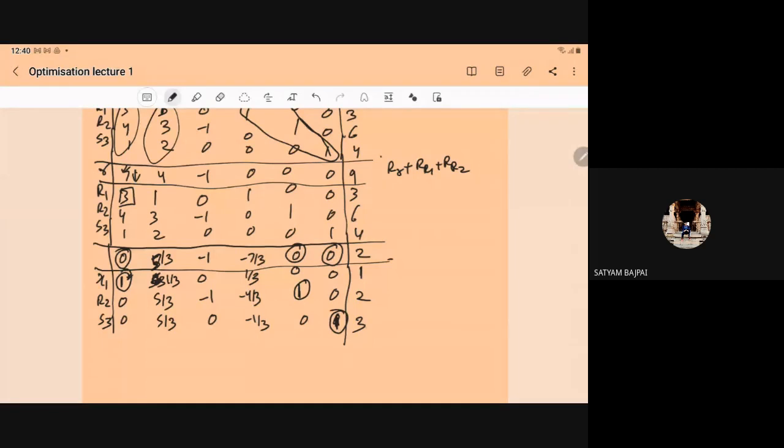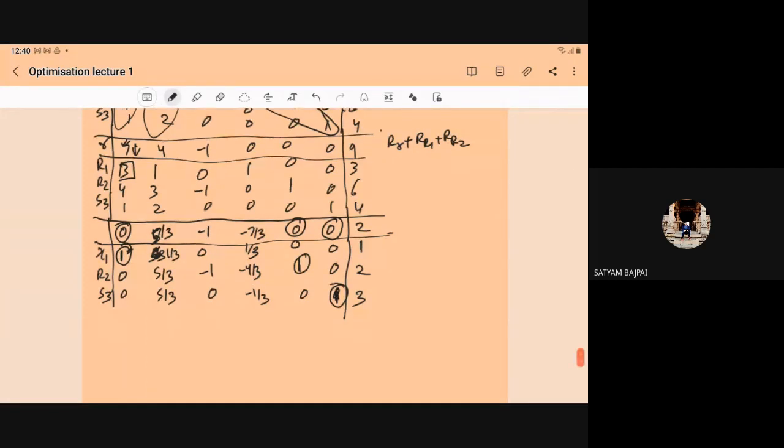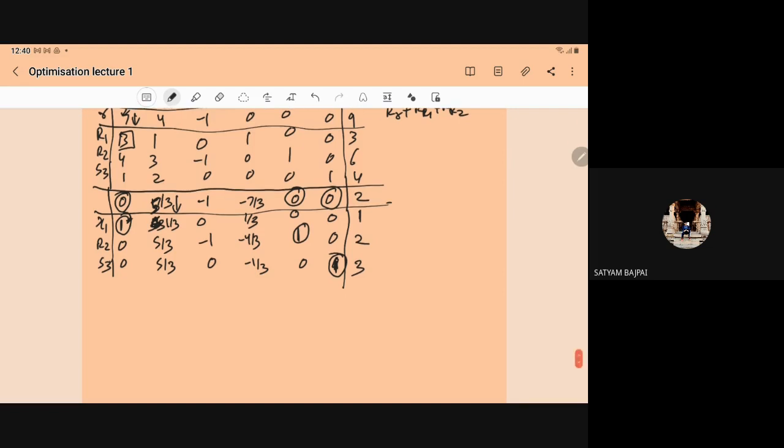So again we check whether it is optimal or not. The problem is of minimization. So here we have the entering variable. Then we take the ratio: 1 upon 1 by 3, that is 3, 2 upon 5 by 3, that is 6 by 5. So I think this is the minimum.